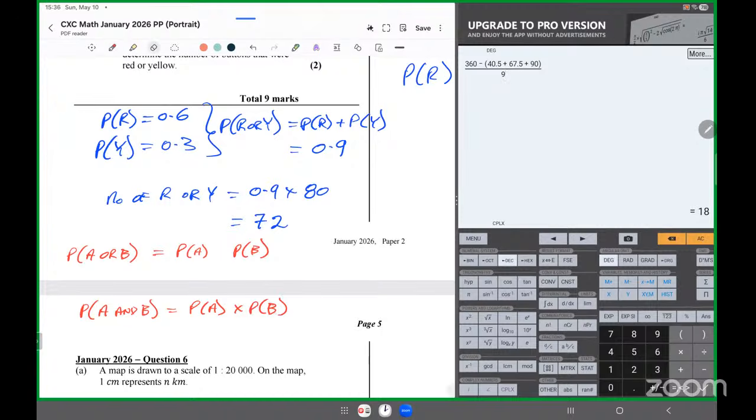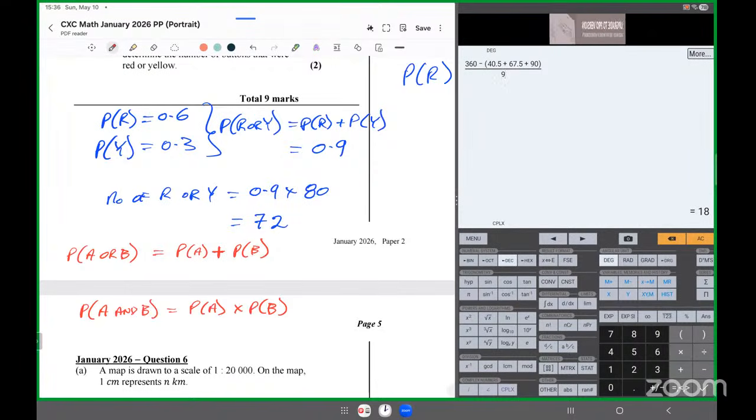So, or you add, and and you multiply. Look out for that. And the AND situation is like something followed by something. Something followed by something, all consecutive events, is also an AND situation. This happened and then that happened, back to back. That's an AND situation as well. So remember, and you multiply, or you add.